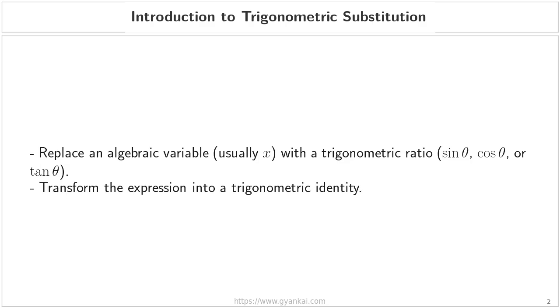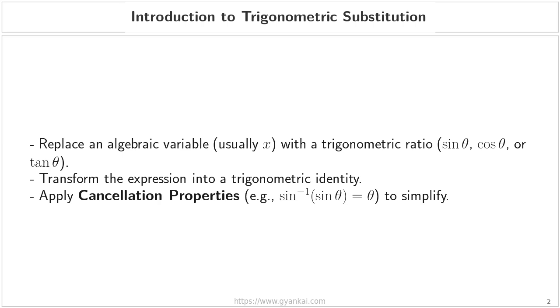Once this substitution is made, our next objective is to transform the resulting expression into a recognizable trigonometric identity. By doing this, we can condense a complicated expression into a much simpler, single trigonometric term. Finally, we apply what are known as cancellation properties. For instance, if we encounter the inverse sine of sine theta, these two functions essentially neutralize each other, simplifying the expression down to just theta. In the upcoming slides, we will discuss the most critical part of this process: how to analyze your expression to choose the correct trigonometric ratio for the substitution.